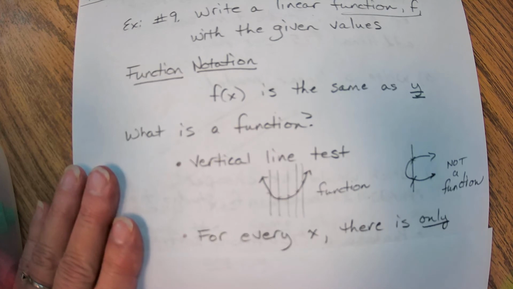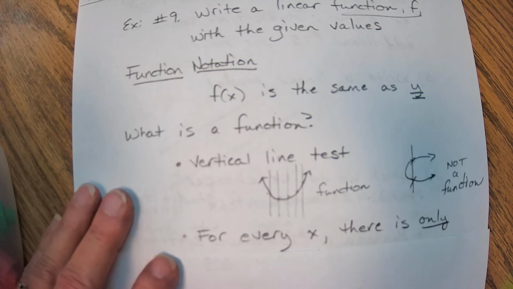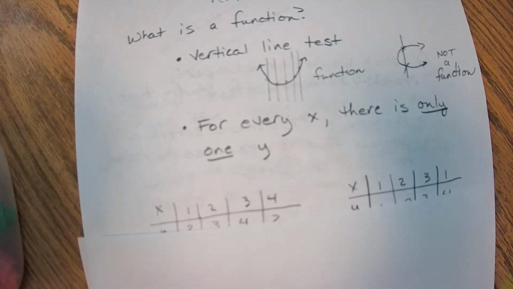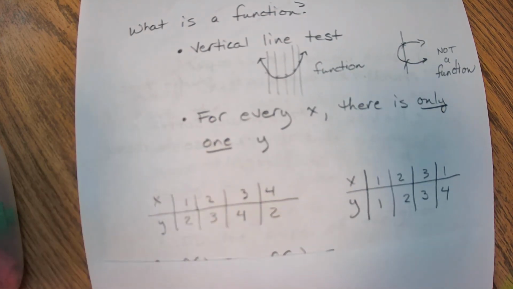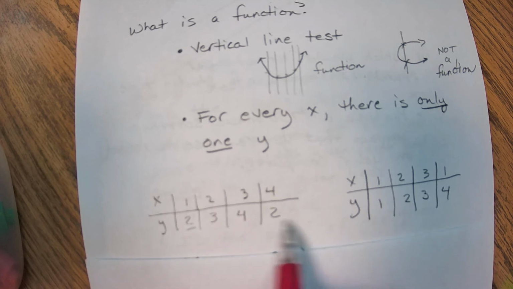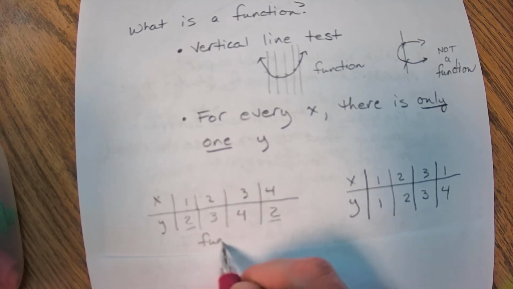Okay, the words to determine if it's a function, the definition, if you will, is that for every x, there's only one y. So let's look at these two tables here. All of the x's are different, and for each of these x's, there's only one y. It's okay if the y's are repeated, because for every x, there's only one y. This is a function because of that.